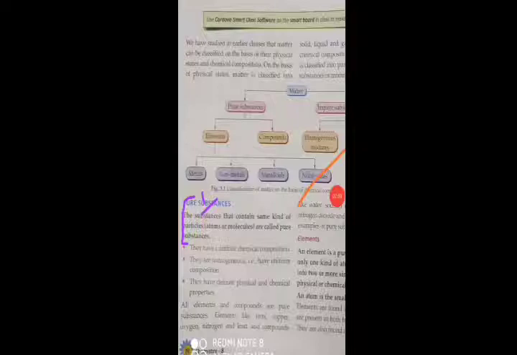Okay, class 8, question number 1. What are pure substances? Give 2 examples. The answer is on page number 24. You can see this answer. I have marked it as answer 1. The substances that contain the same kind of particles, atoms, or molecules are called pure substances. And examples, any 2 examples you can take from here, like iron and copper, oxygen, nitrogen, lead, and compounds like water, sodium chloride, nitrogen dioxide, and so on.